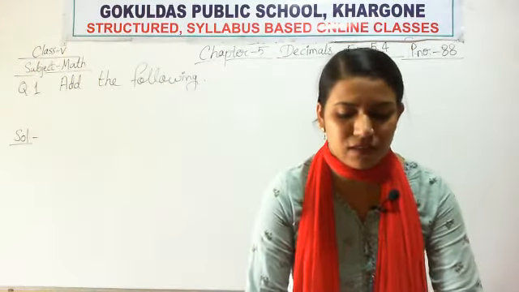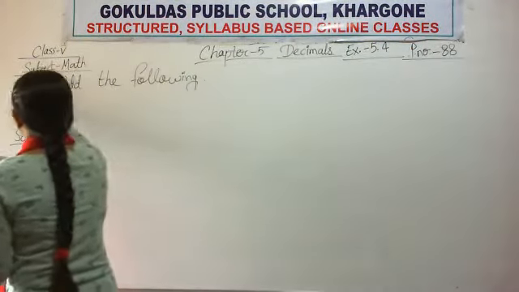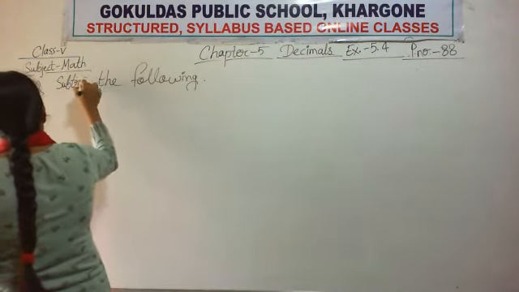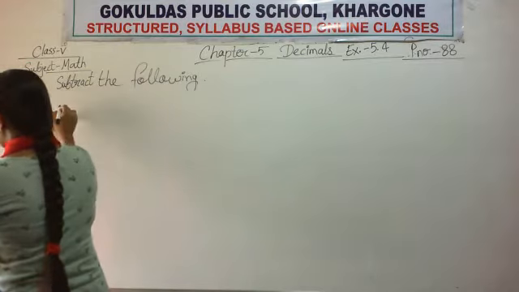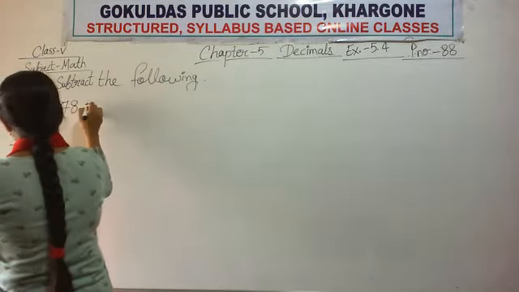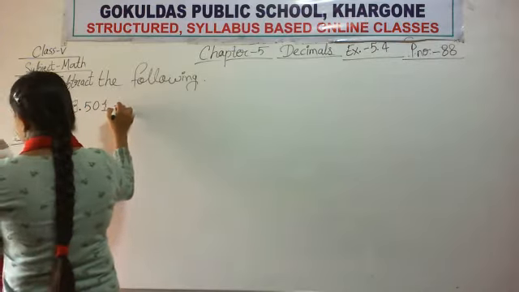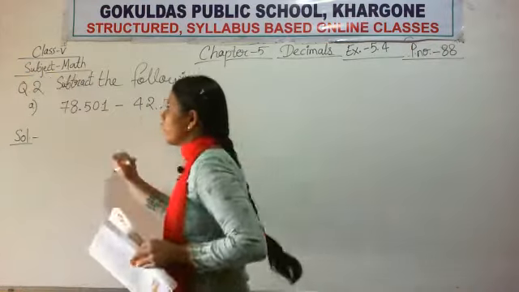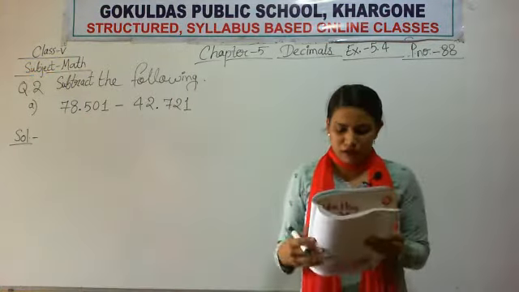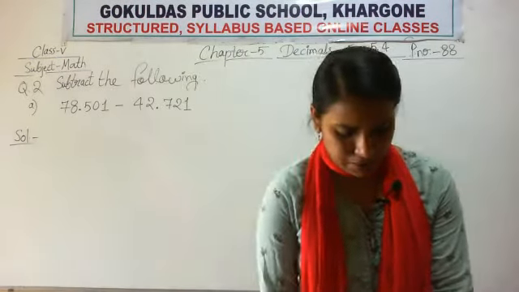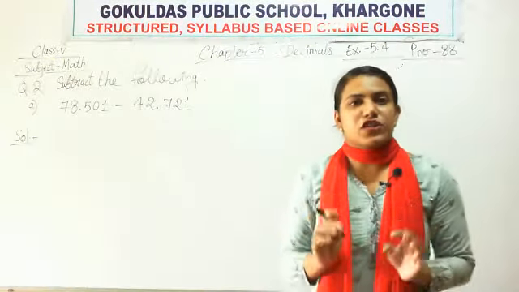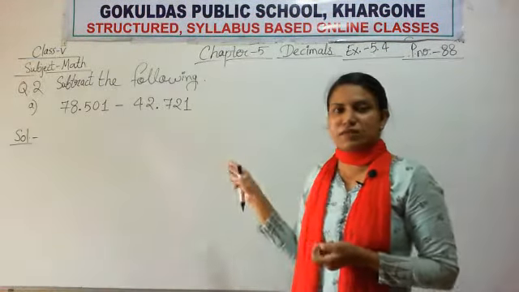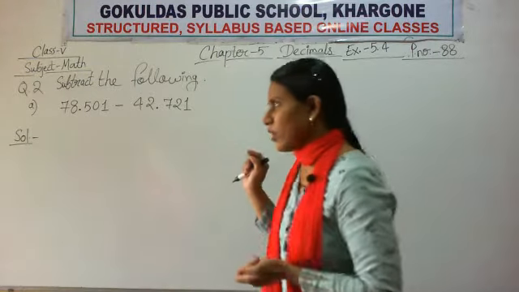Okay. Now question number 2, subtract the following. Part A, 78.501 minus 42.721. Okay, you have two numbers. Now you want to perform the subtraction operation here. So in subtraction also, what will be the steps? First step will be make the given decimals like decimal, then arrange them column wise.